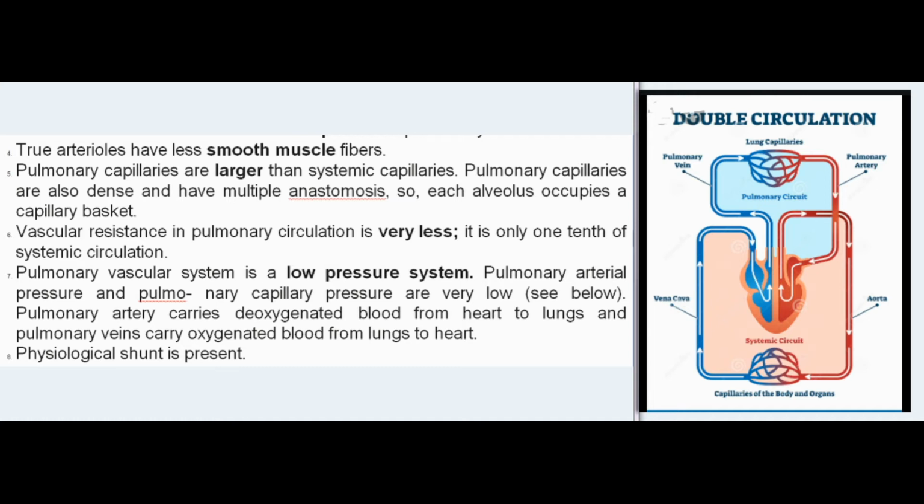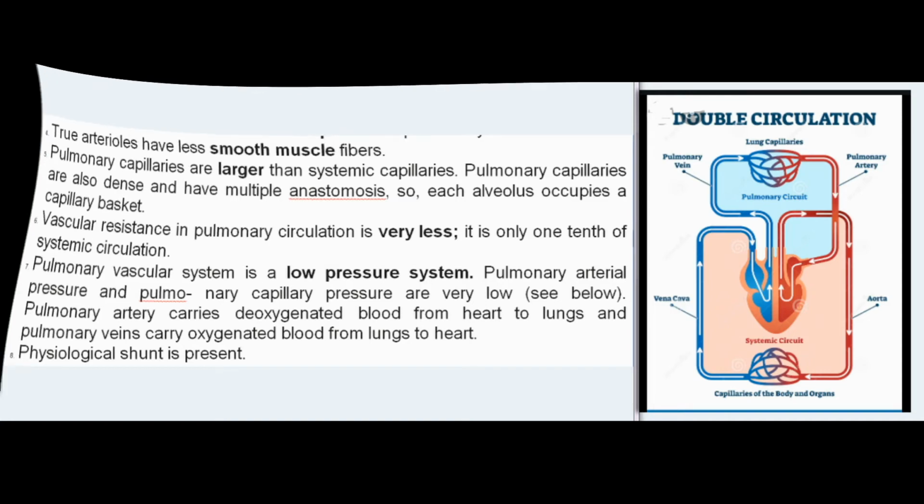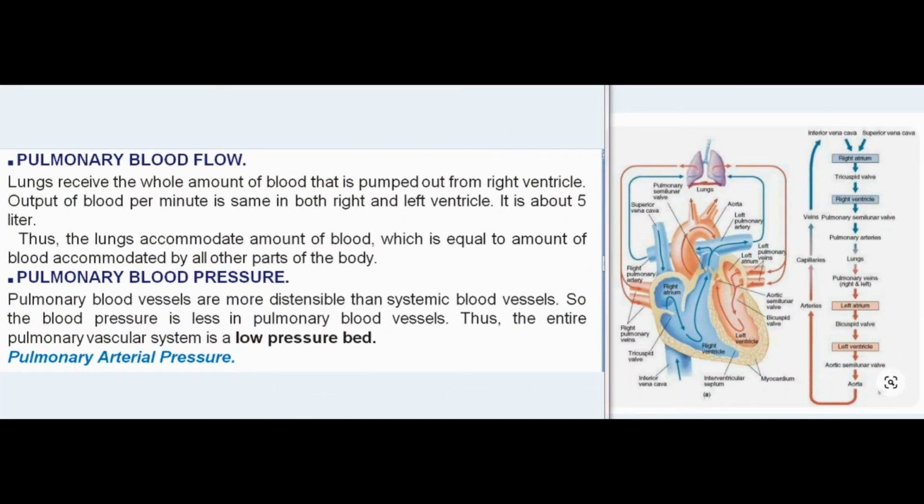The pulmonary vascular system is a low-pressure system. Pulmonary arterial pressure and pulmonary capillary pressure are very low, see below. The pulmonary artery carries deoxygenated blood from the heart to the lungs and pulmonary veins carry oxygenated blood from the lungs to the heart. Physiological shunt is present.